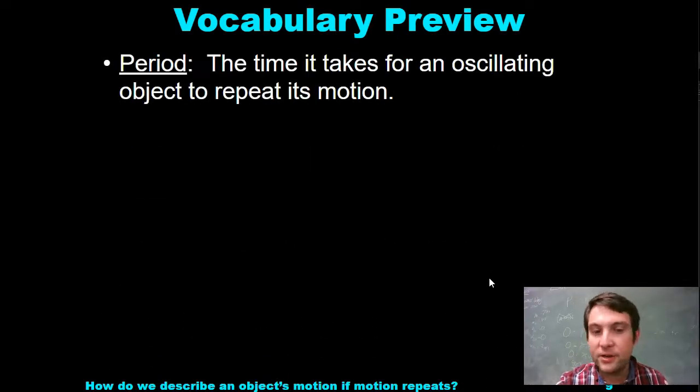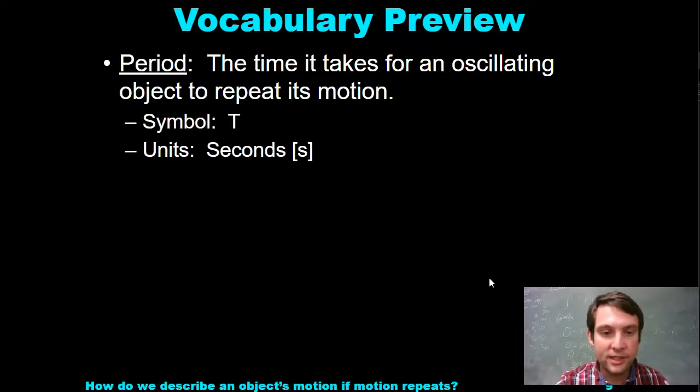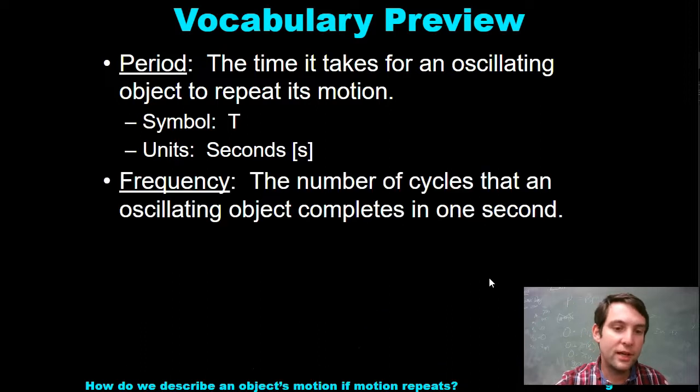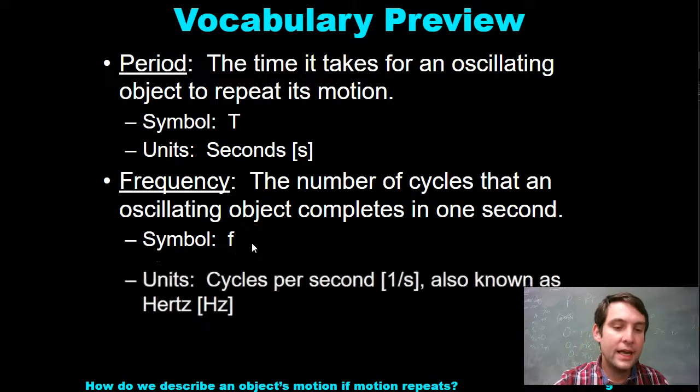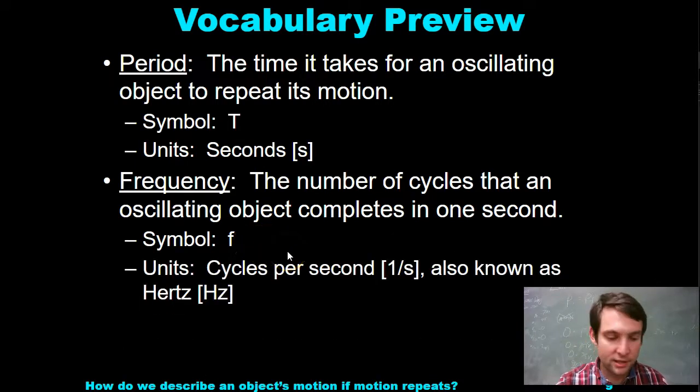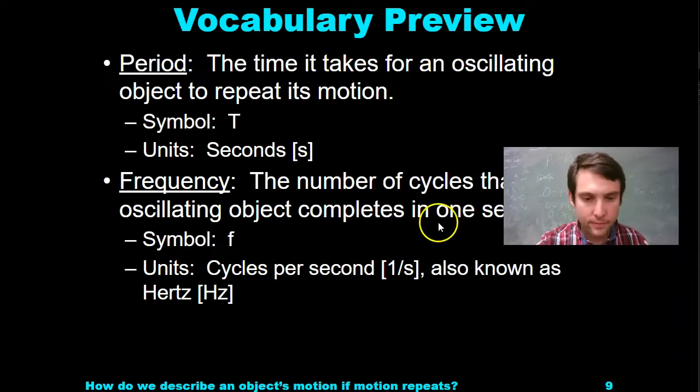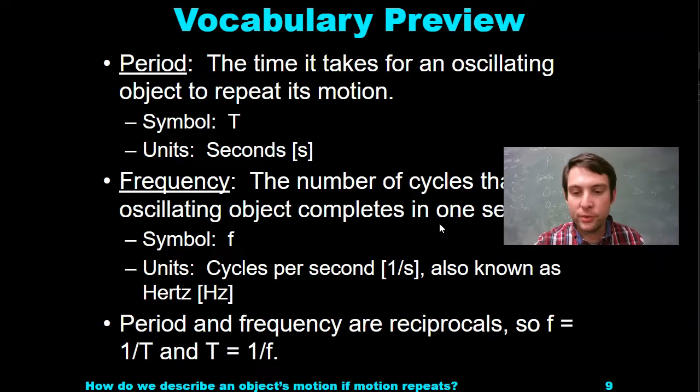Period is the time it takes for an oscillating object to repeat its motion. Symbol capital T, units seconds. If we have period, we're also going to be talking about frequency, which is the inverse of the period, and that is the number of cycles that an oscillating object completes in 1 second. Symbol lowercase f, and the unit is a cycle per second, known as the Hertz, after Heinrich Hertz.